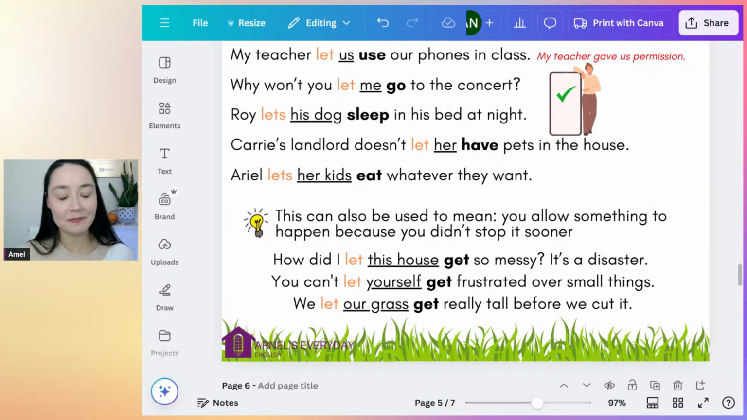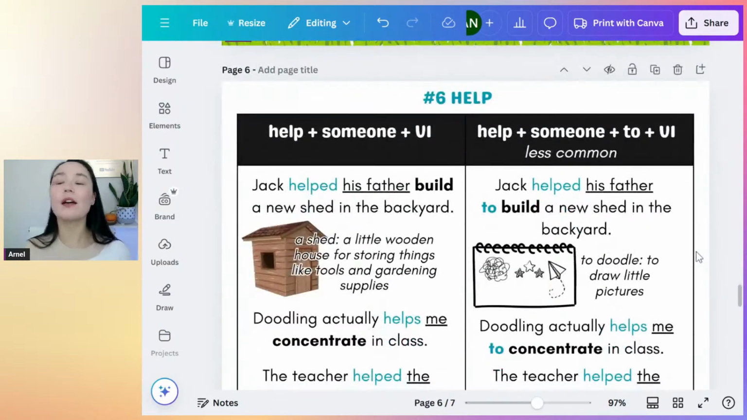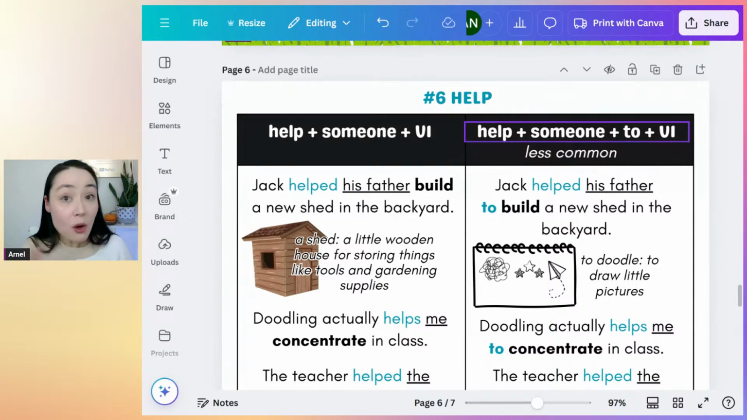Let's keep going. Help. Last one. Help someone, verb 1. Help someone to plus verb 1. These mean the same thing. There is no difference in meaning. It's just with to, it's less common. That is it. So don't worry about any nuances. They're the same.